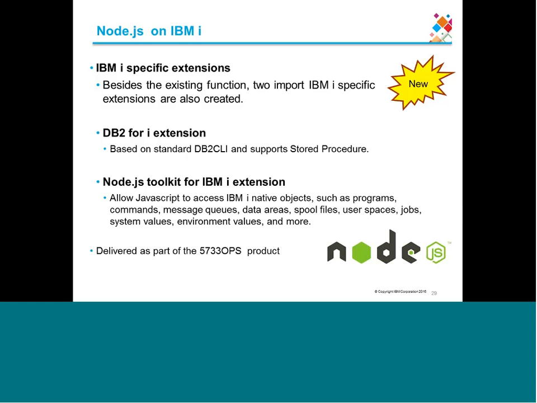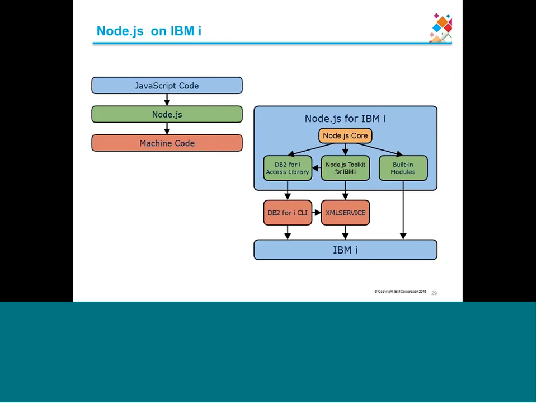Just to give you an idea of what we're talking about, how things are laid out. If you look at the picture over on the right, we have our Node.js core. It has connectors built into it to go off to the DB2 or the Node toolkit. It's using either our XML service or DB2 for CLI information to actually then get at that native IBMI content, and does it in a very seamless manner for you.